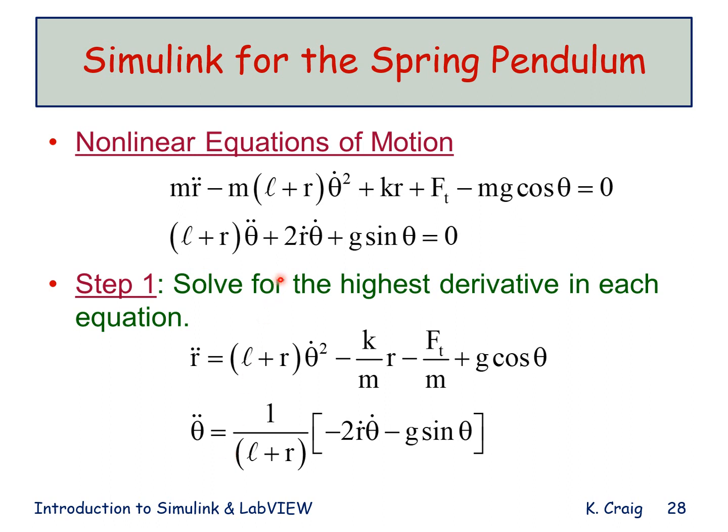If, for example, each of these equations had both r double dot and theta double dot in both equations, then by algebra, we would have to recombine these equations so that each equation only had one of the highest derivatives. And then we would proceed with the following 4 steps. So now I've solved for the highest derivative in each equation, r double dot, theta double dot, and I have what each of them equals.